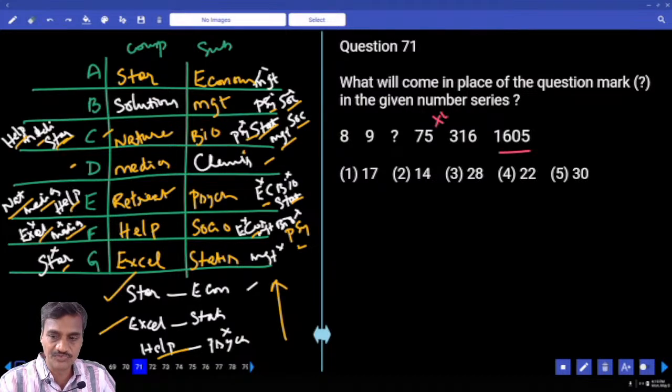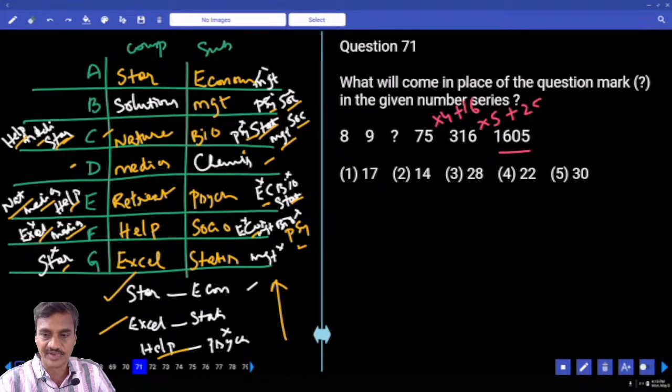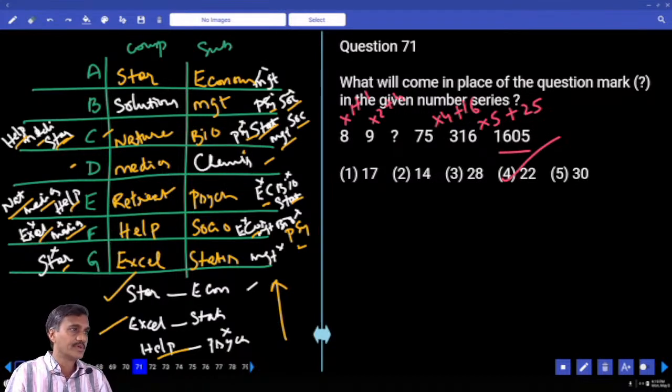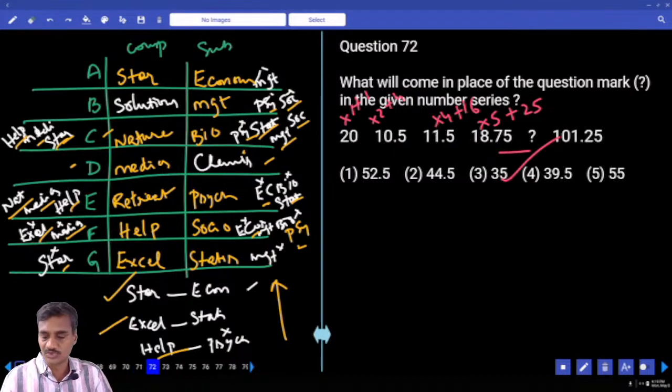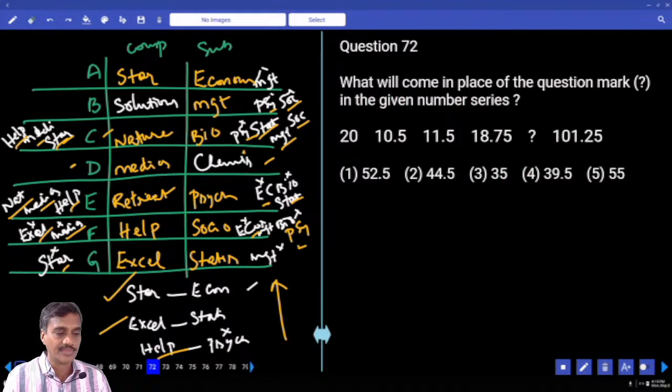Now this is into 4 plus 16. Now this is into 5 plus how much? Plus 25. Into 4 plus 4 square, into 5 plus 5 square. Into 1 plus 1 square, into 2 plus 2 square, into 3 plus 3 square. Then next one, 20 and 10.5.